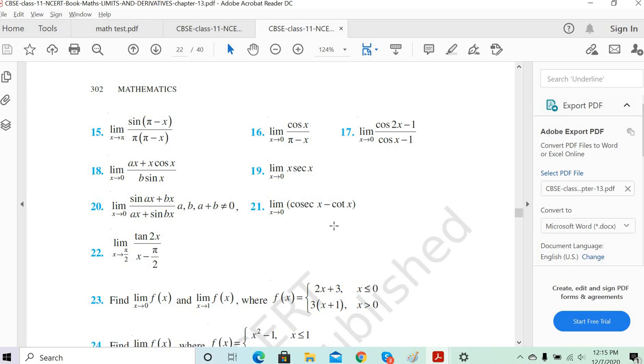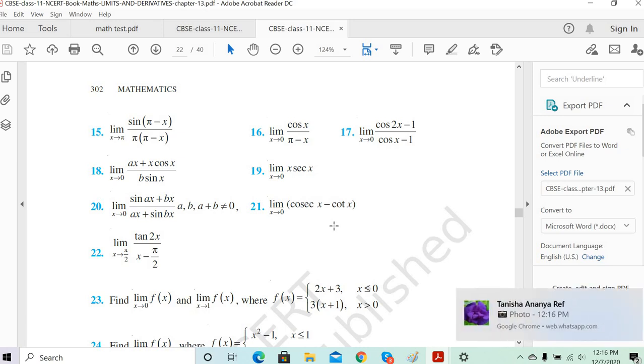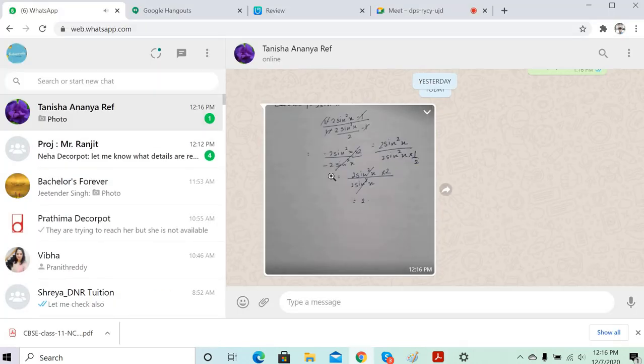Since it is sine square, you want to have x square in the denominator. Then again here, sine square x by 2, so you want the denominator also to be x by 2 whole square. Then only sine x by 2 over x by 2, whole square, will come. So we can apply the formula. Okay. Got it or not?